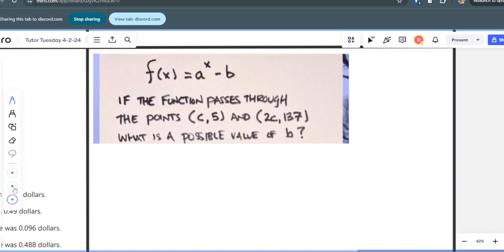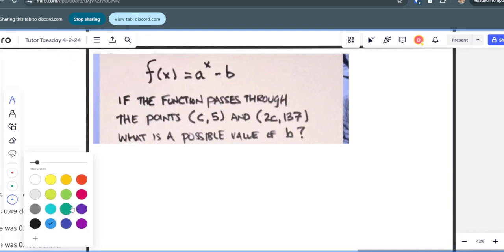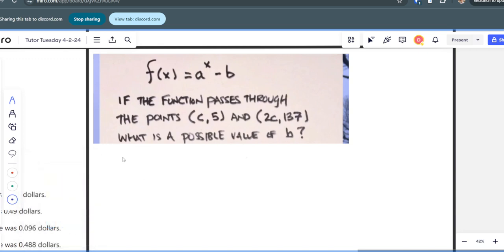If the function passes through the points c, 5 and 2c, 137, what's the possible value of b? So if we plug in c, that tells us that 5, the function value, is equal to a to the power of c minus b. If we plug in 2c, then the function evaluates to 137. That's equal to a to the power of 2c minus b. What is the possible value of b?